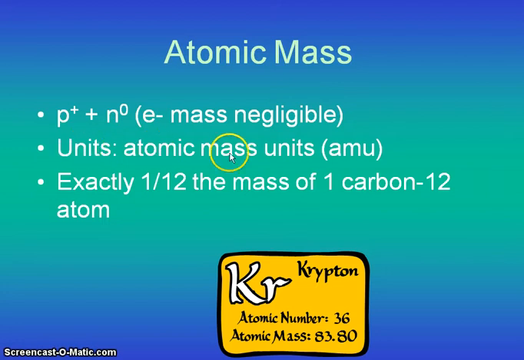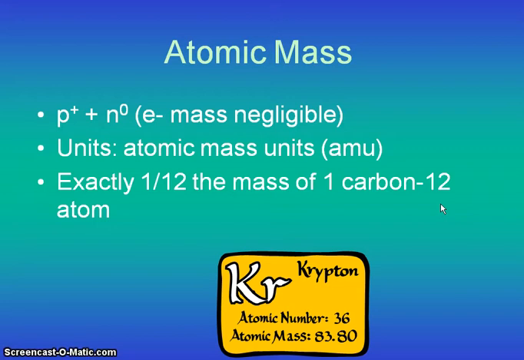The units are in atomic mass units, AMUs, or grams per mole. And the atomic mass is exactly 1/12 the mass of one carbon-12 atom. Carbon-12 is what the entire periodic table was based off of.